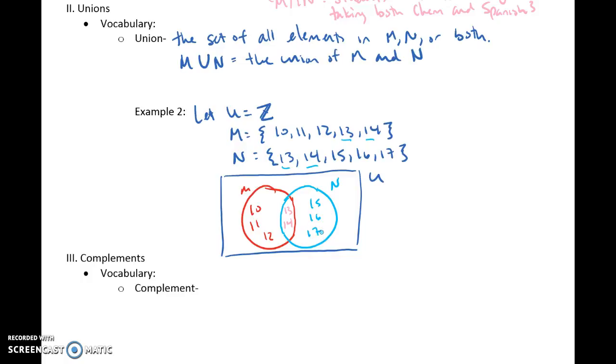So in this case, the union is going to be all possibilities. So if we want to shade this region, it's basically going to be the entire circle for M, the entire circle for N, which then also includes the intersection. So the union of M and N is the entire set 10 to 17, because those are all possibilities if you look at both M and N.